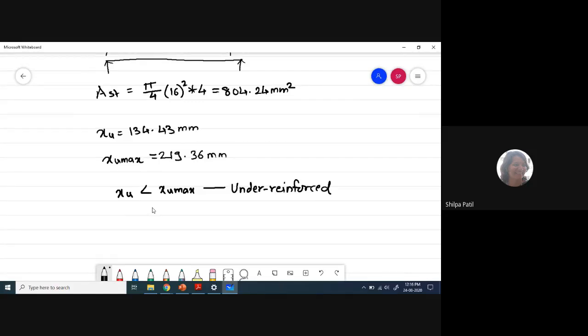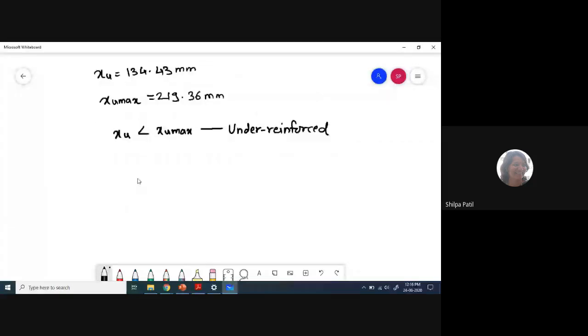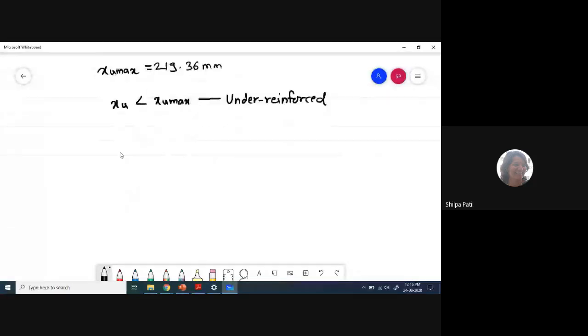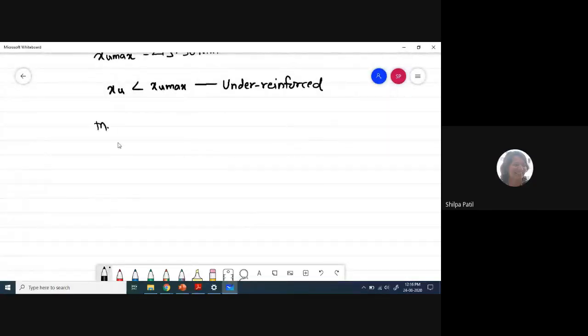Now for under reinforced section, we know how to calculate MUR. The expression for MUR, we already know it. So let us find out MUR first. MUR is equal to 0.87 FY. I'm directly writing the values, 415 into AST. Tell me the value of AST. 804.24.